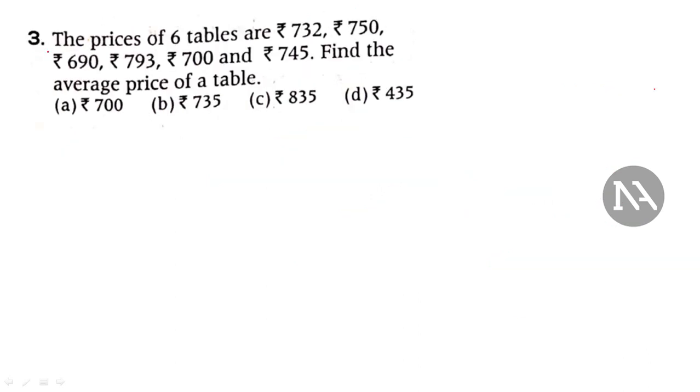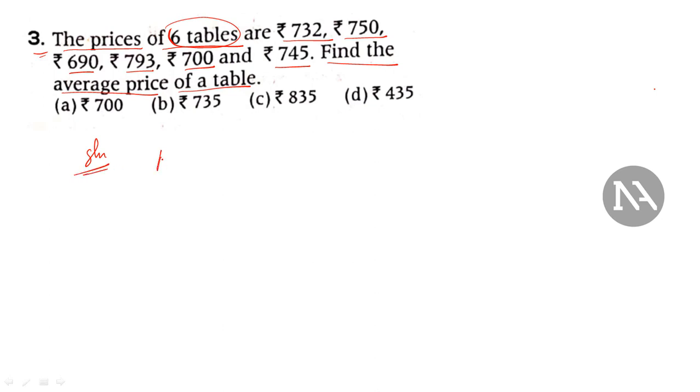Next question, question number 3. The prices of 6 tables are 732, 750, 690, 793, 700 and 745. Find the average price of a table. So you have 6 tables and each table has a different price. So we have to find out what is the average price of a table. Again, it's a simple average problem.